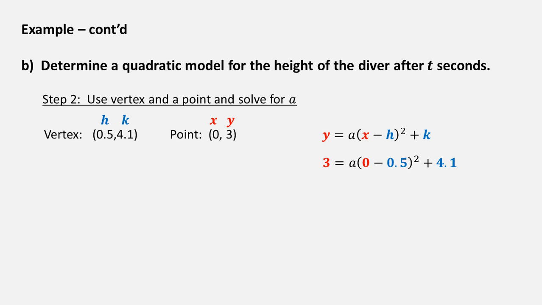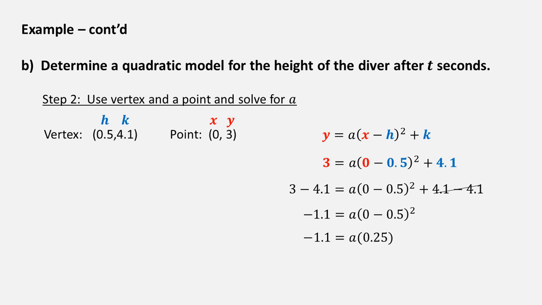The first step to isolate a is to subtract 4.1 from both sides. 4.1 is canceled on the right side, and we are left with negative 1.1 on the left side. Let's clean up the contents of the brackets and square the result. 0 minus 0.5 is negative 0.5, and if we square this, we get 0.25. Now we will divide both sides of the equation by 0.25 to completely isolate a. This gives a result of a equaling negative 4.4. Therefore, our a value is equal to negative 4.4.